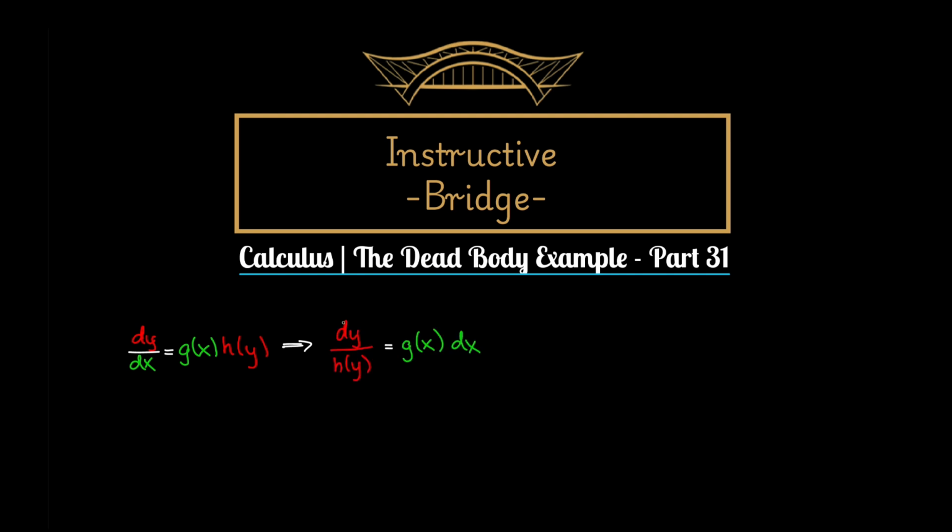A very important thing is that dy and dx have to be on different sides of the equation, and they also both have to be in the numerator. And finally, in order to solve this differential equation, we can simply take the integral of both sides, compute them, and get a function of y completely in terms of x, which is our end goal. Now, let's take a look at the dead body example, which uses differential equations.